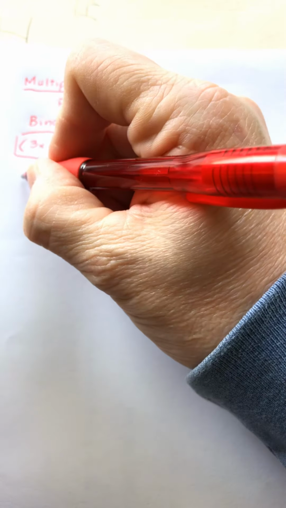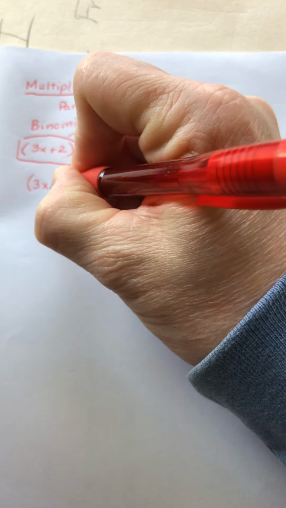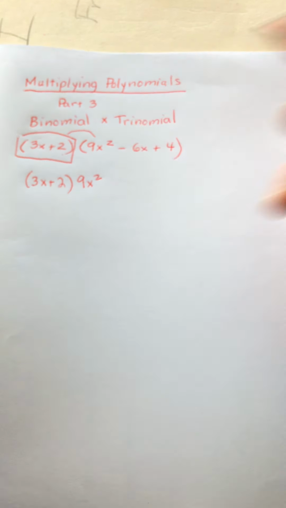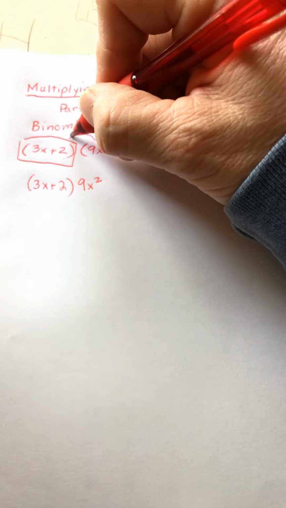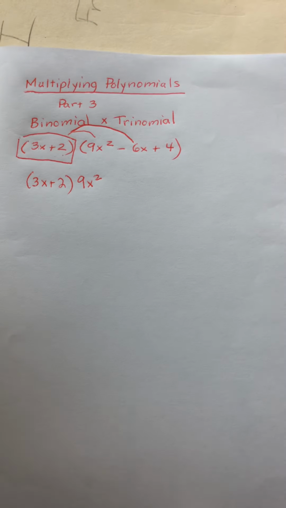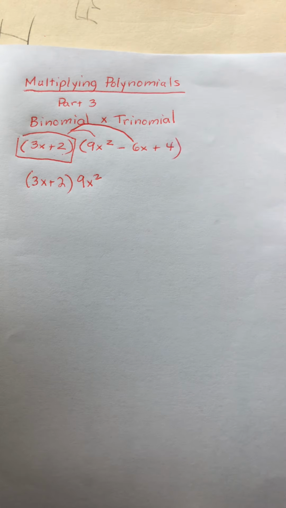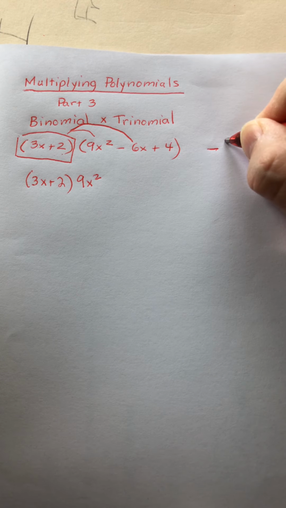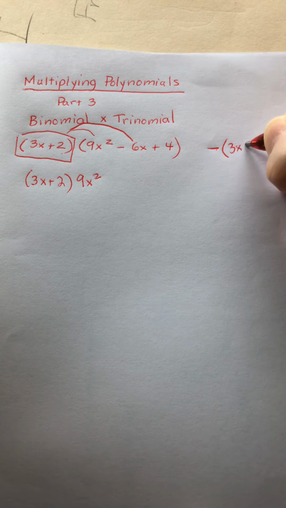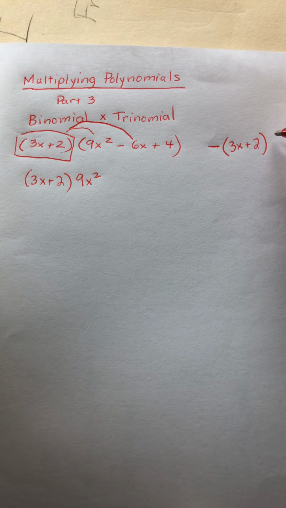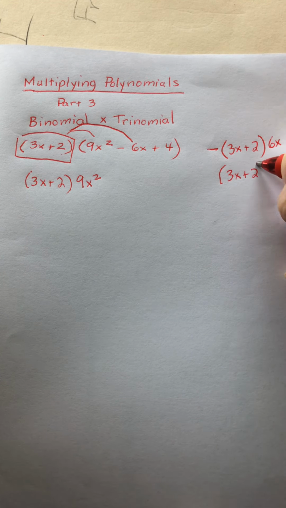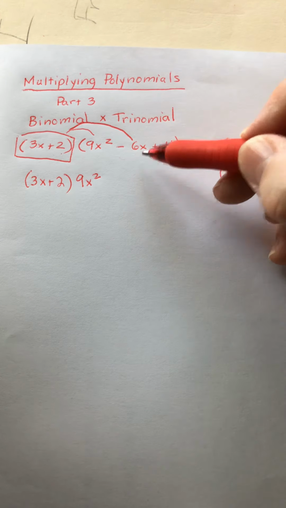So I will start with 3x plus 2 times the 9x squared. Next, I'm going to do 3x plus 2 times minus 6. Now, there are 2 ways I could write that. I could write that as minus (3x plus 2) times 6x, or I could write it as 3x plus 2 times negative 6x, since I'm subtracting 6x.